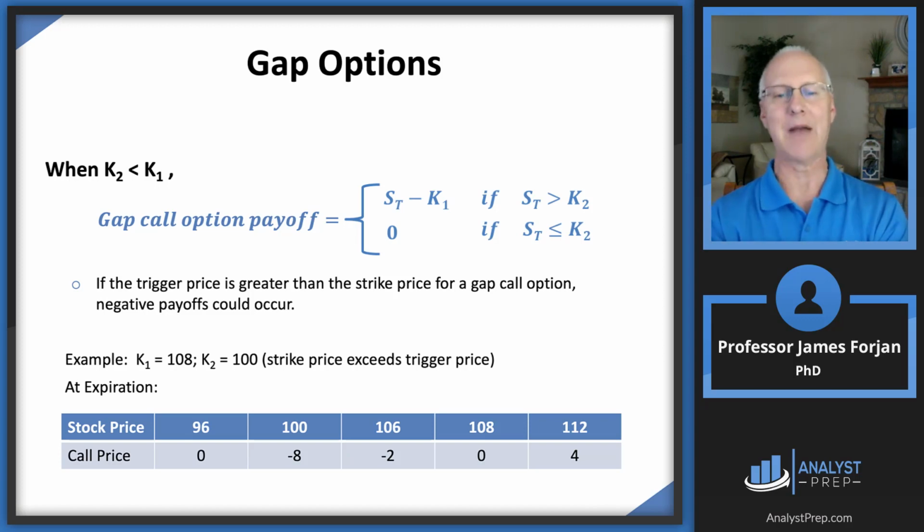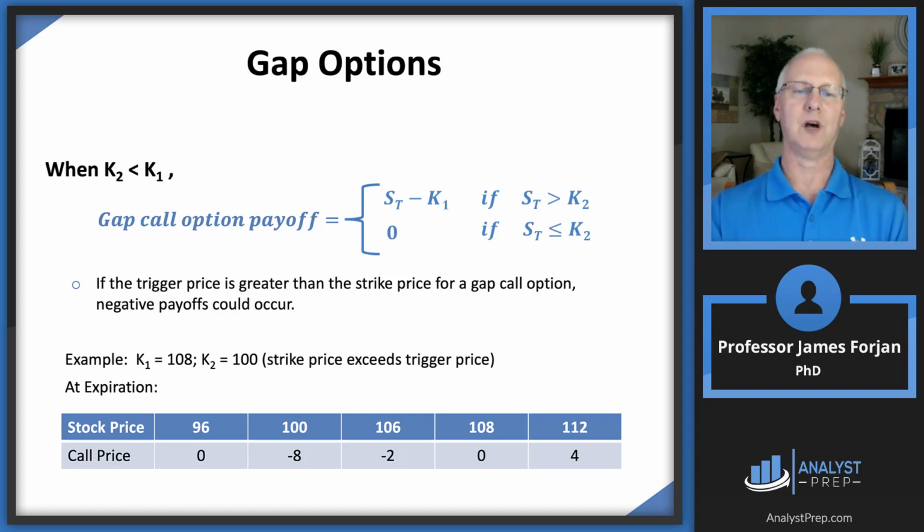So look at that gap in there. You can lose 8 or you can lose 1, right, if it's 107. And then as the stock price goes up, then you win again, but only as it exceeds the 108. So it's important to remember that when the strike price exceeds the trigger price, there can be a negative payoff.